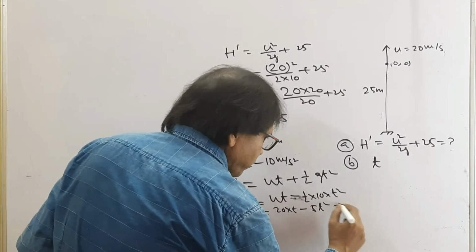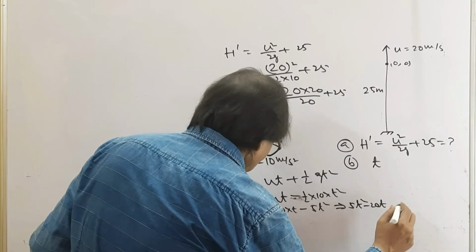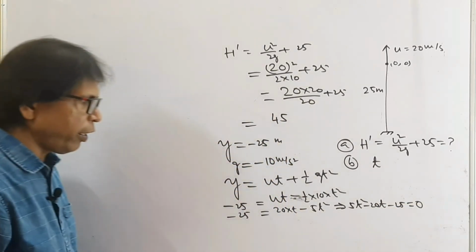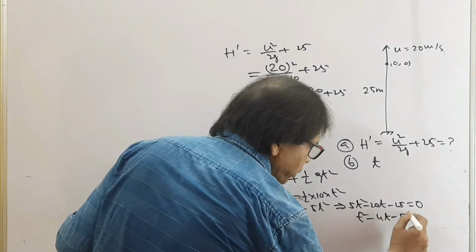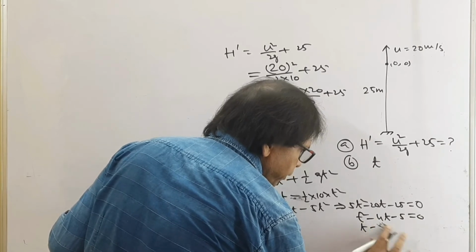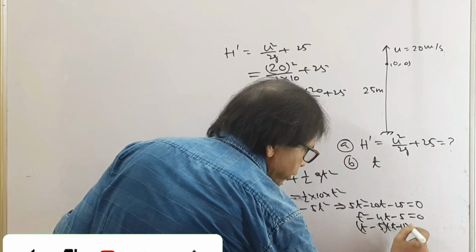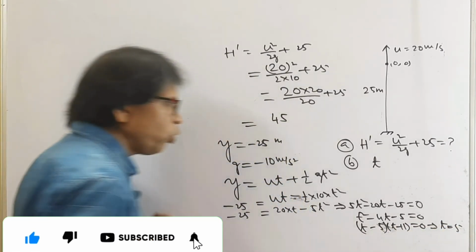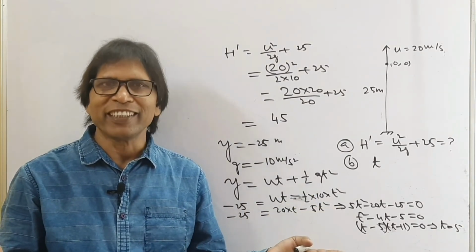So this is 5t square minus 20t minus 25 equals 0. Okay, this is t square minus 4t minus 5 equals 0. So (t minus 5) into (t plus 1) equals 0, therefore t equals 5. So the time of flight is equal to 5 seconds.